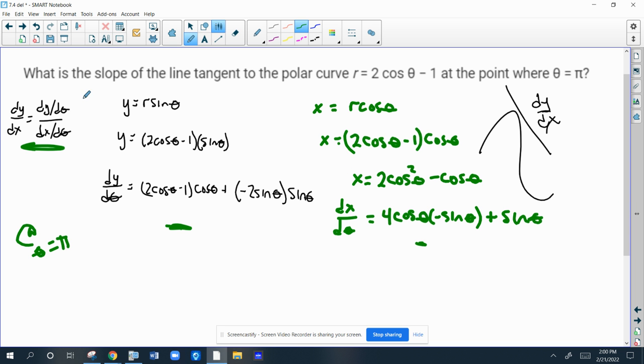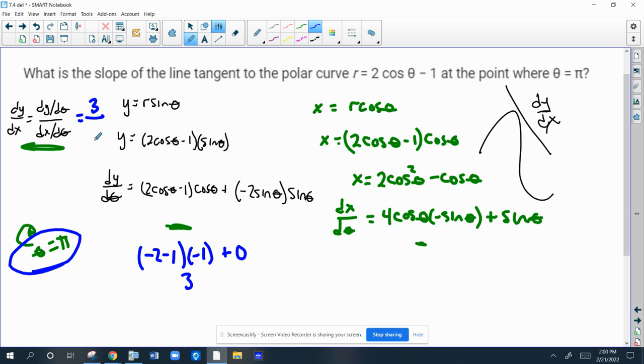So let's start with dy/d theta. If you plug in pi, cosine of pi is negative 1. So I have negative 2 minus 1, plugging in pi here, times negative 1, plus sine of pi, which is 0. That's nice. So it's negative 3 times negative 1, which is 3. So dy/d theta at pi is 3, over.